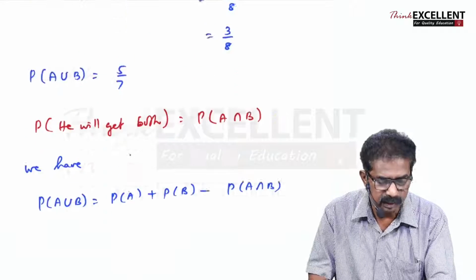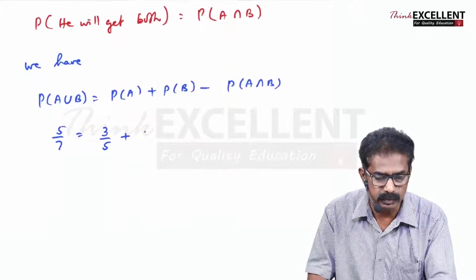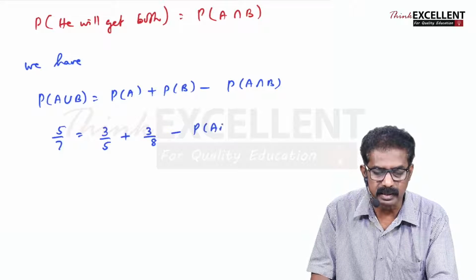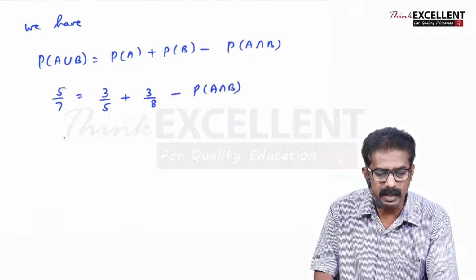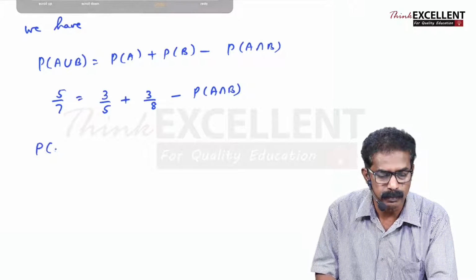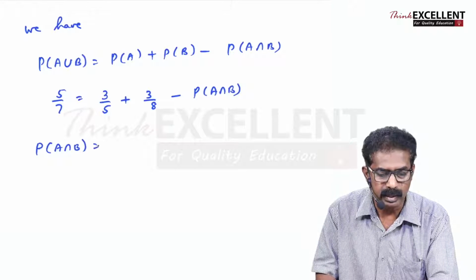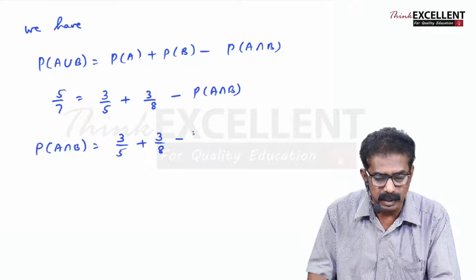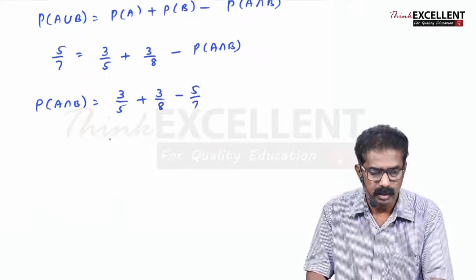P of B, we got it 3 by 8, minus P of A intersection B. Take this minus term here. P of A intersection B is equal to, already here we have 3 by 5 plus 3 by 8. Take this 5 by 7 to the other side, minus 5 by 7.